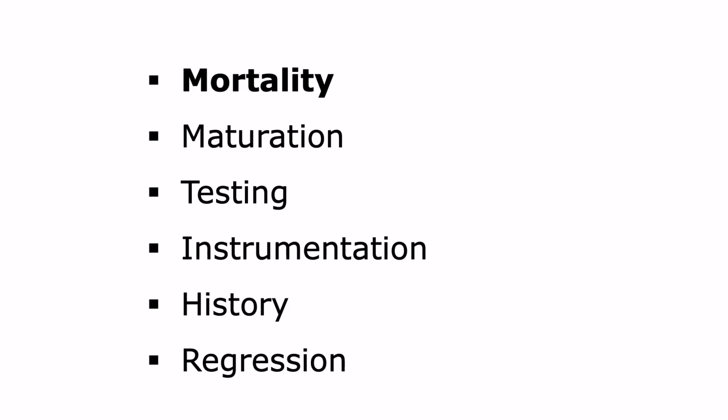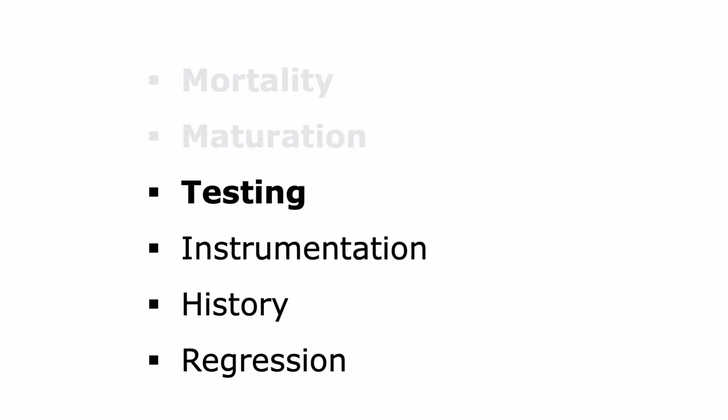Mortality is differential loss of subjects from a comparison group, also known as attrition. Other common threats to validity include maturation. Maturation is where subjects change during the course of the treatment, or even between measurements. Testing is another threat to validity. It's the effect of a pretest or repeated testing on subsequent observations.